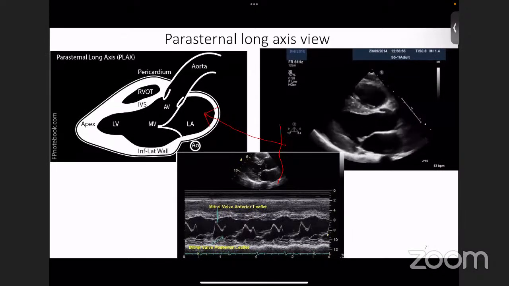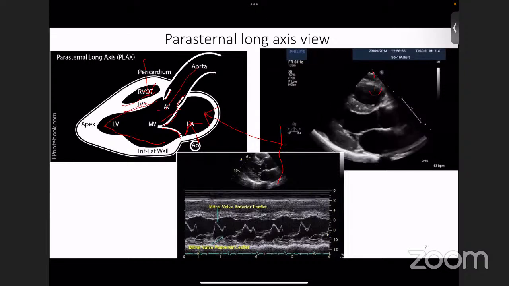The nearest structure you are going to see is the RVOT, then the interventricular septum, the left ventricle, the mitral valve, the anterior mitral leaflet, and this is the posterior mitral leaflet, the left atrium, the aortic valve, the aorta, and the LVOT. So this is what you are going to get in a parasternal long axis view.